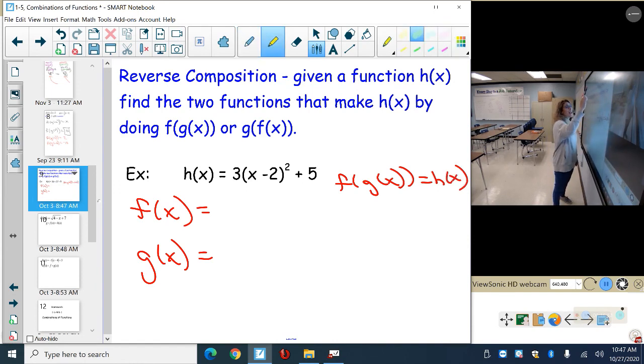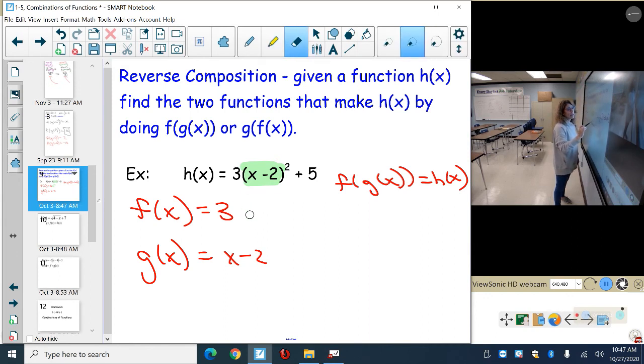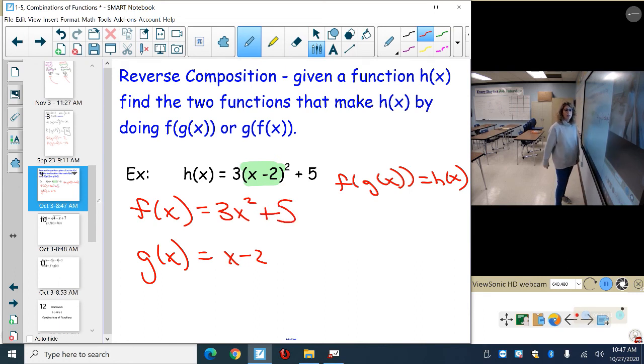So that means my inner function is going to be g of x. And then if I get rid of x minus 2 and replace that with x, it will give you h of x.